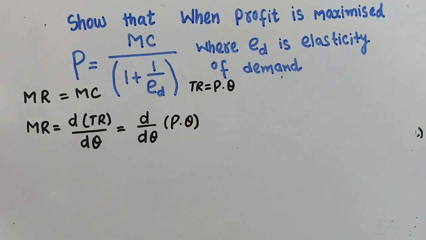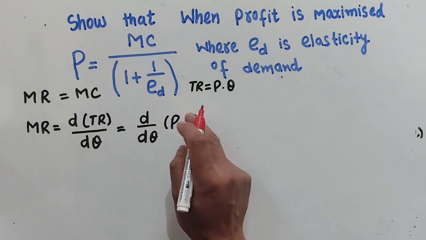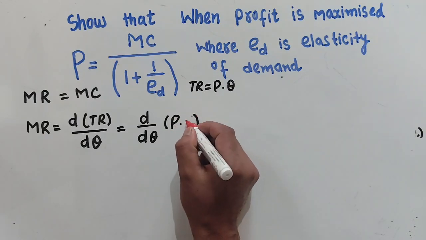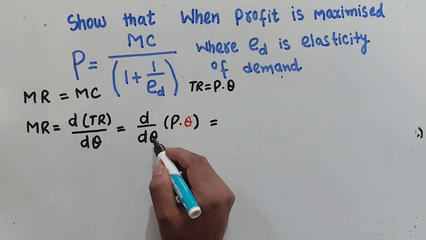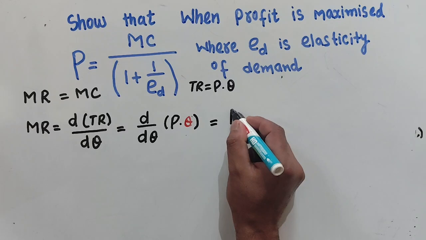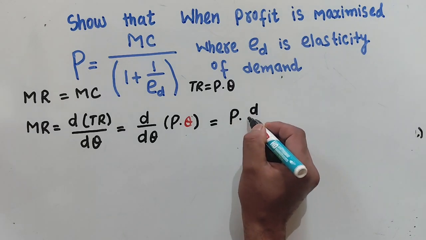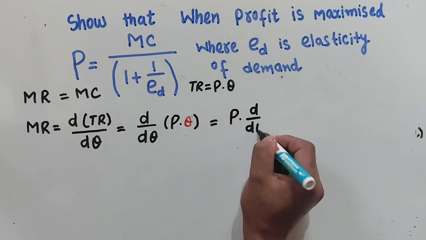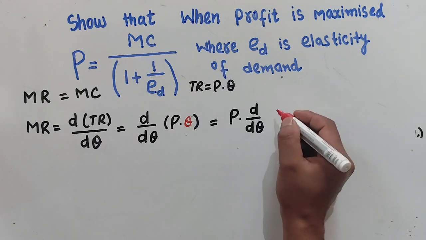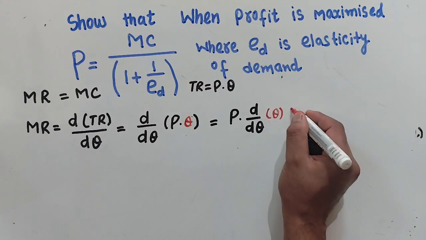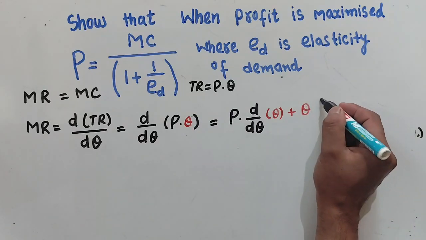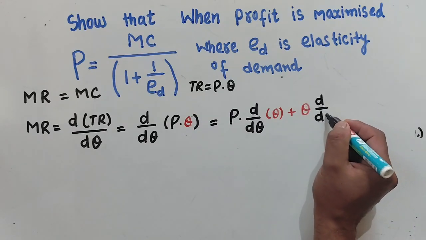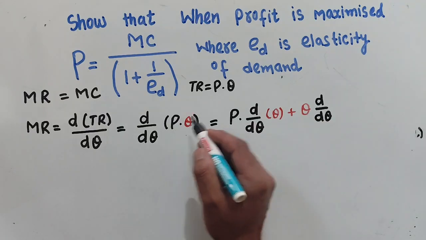Here we apply the product rule. In the product rule, if I take the derivative of this function, we write the first function, which is P, and take the derivative of the second function with respect to Q, plus then we write the second function and multiply it with the derivative of the first function with respect to Q. So the first function is P.